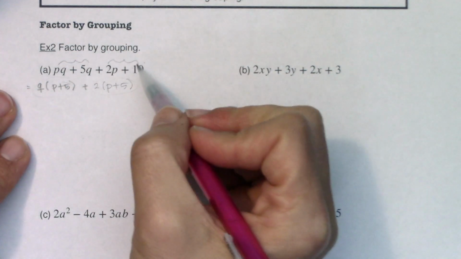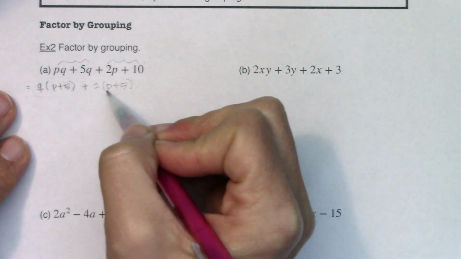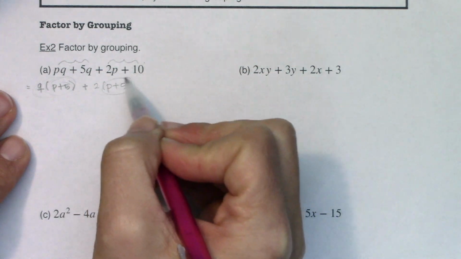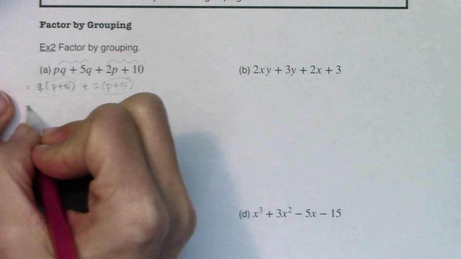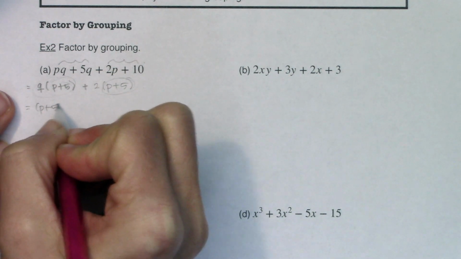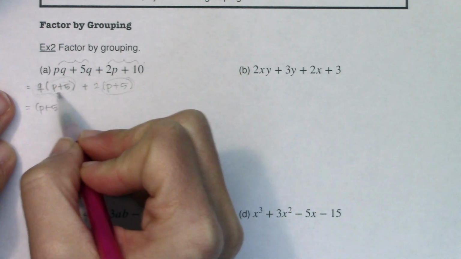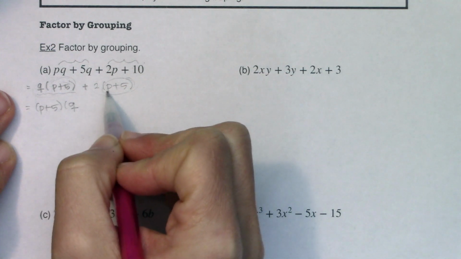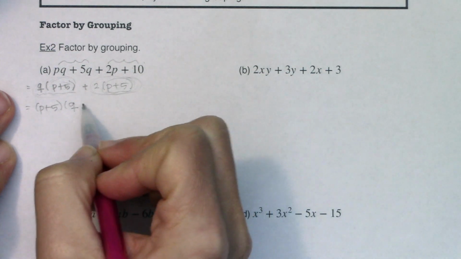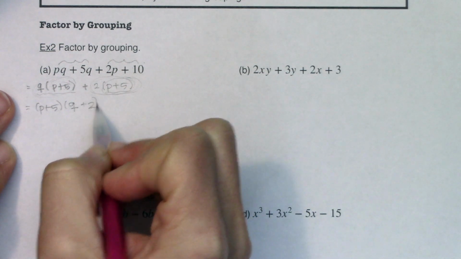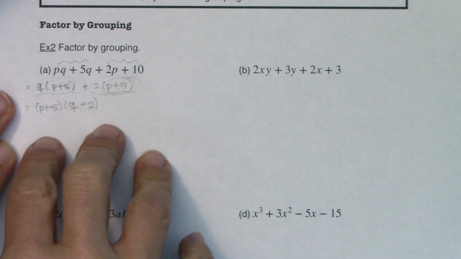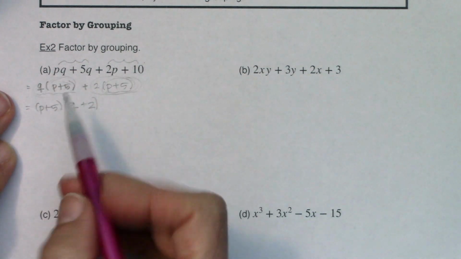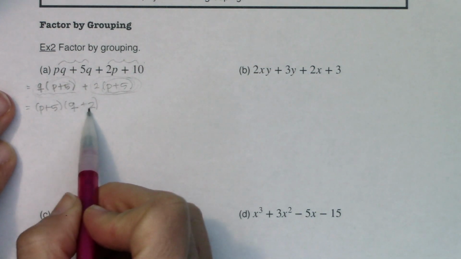All right, so step 1, I grouped them. Step 2, I factored out the GCF. Now there's a new GCF, P plus 5, common to both of these terms. So I'm going to factor out the P plus 5. If I factor out a P plus 5 from this first term, there's a Q left over. If I factor out a P plus 5 from the second term, there is a 2 left over. And now I've completely factored this polynomial because P plus 5 is prime, Q plus 2 is prime.